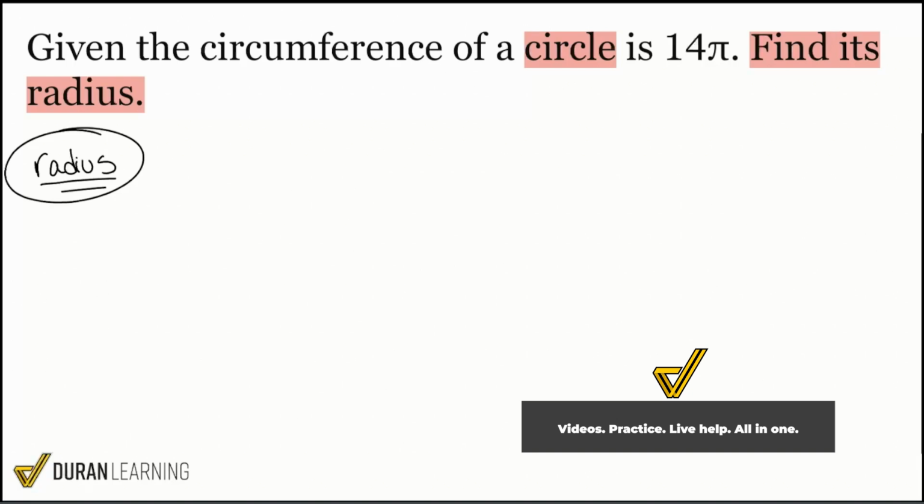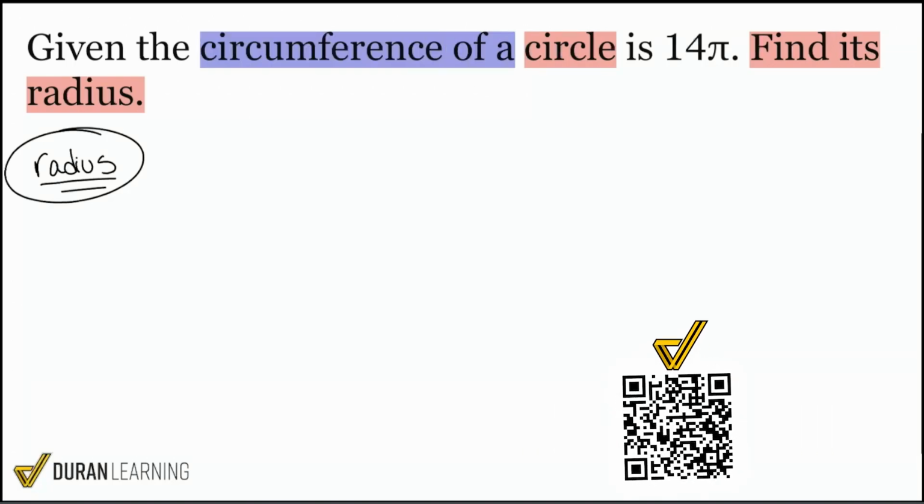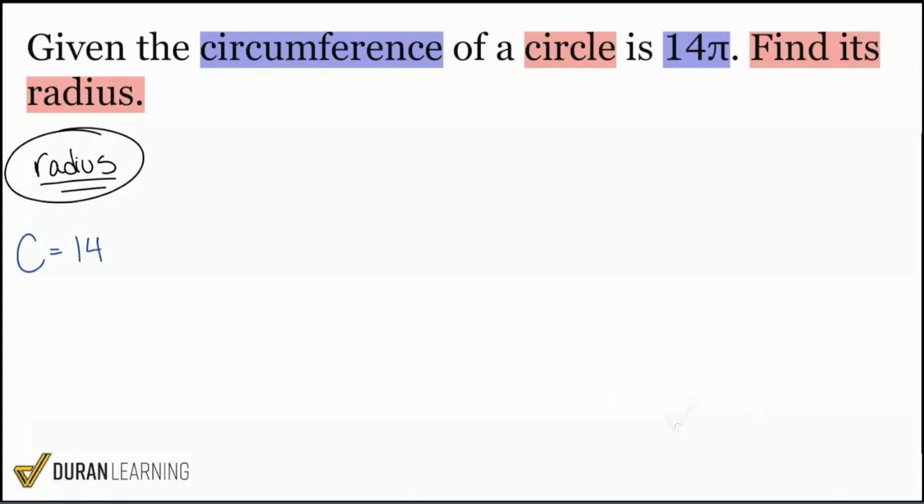So as you'll see in this blue highlight, we have the circumference of this circle as 14 pi. Okay, sounds good. So I know that my circumference equals 14 pi. Now, once I know what I want and I see what I have, the next question I'm going to ask myself is, hey, how do I connect what I want and what I have?